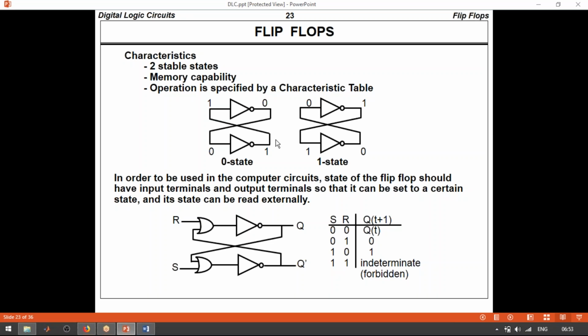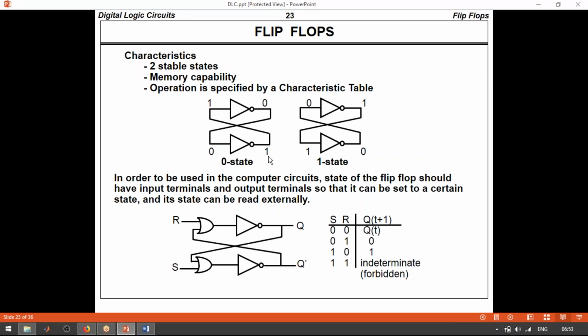So consider two NOT gates connected cross-coupled together. If the output here is 1, then the output at the other gate will be 0. That same output comes back to this input, and so on. In a sequential circuit, we always consider the output alone first, without considering the input.